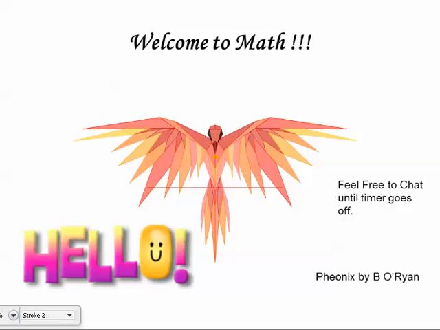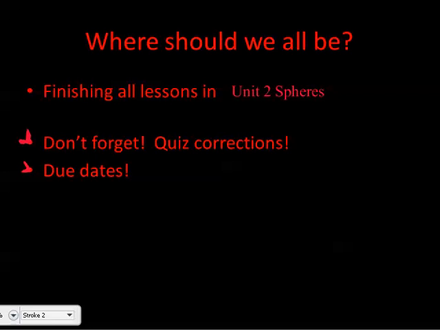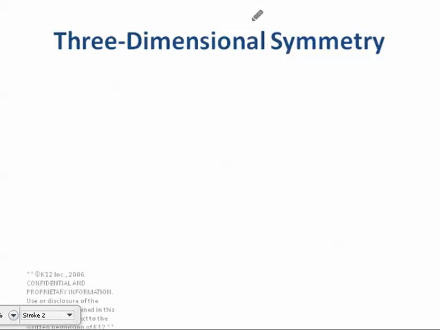One last topic in Unit 2 dealing with three-dimensional shapes. We're not going to be dealing with spheres, we're going to be dealing with symmetry. Okay, symmetry. What does that mean? Well, that's where we were folding the objects in two-dimensional space and making them fold on top of each other. But three-dimensional symmetry means something slightly different.